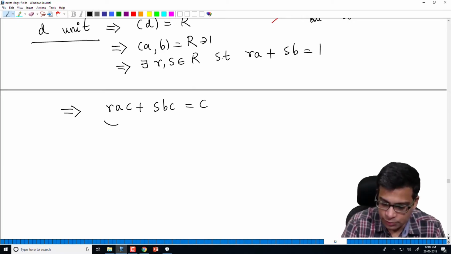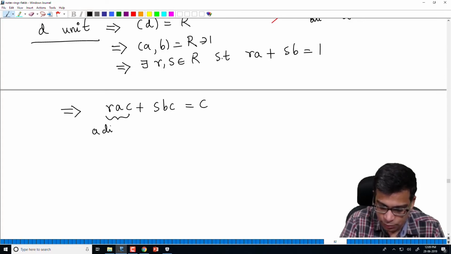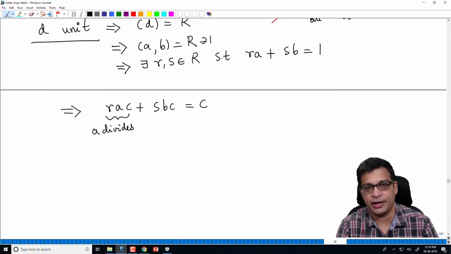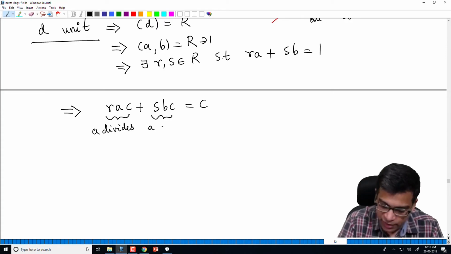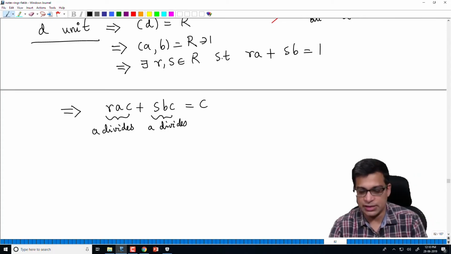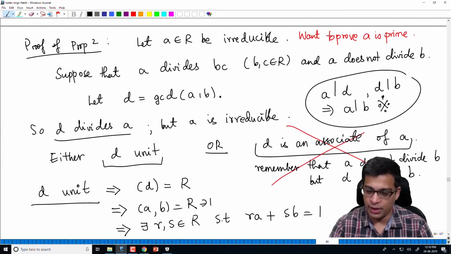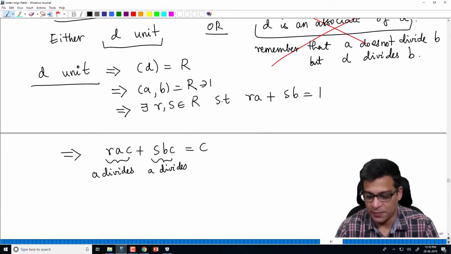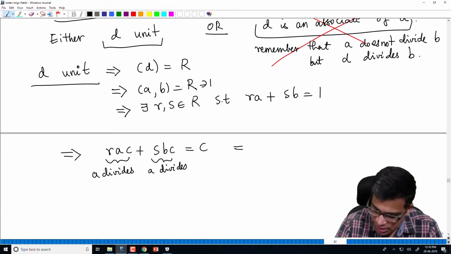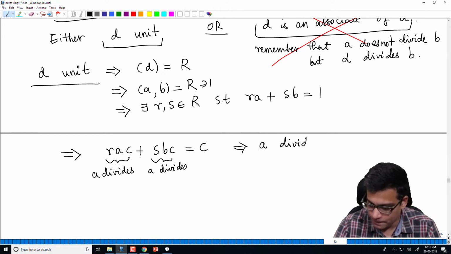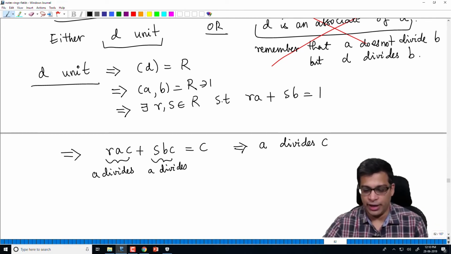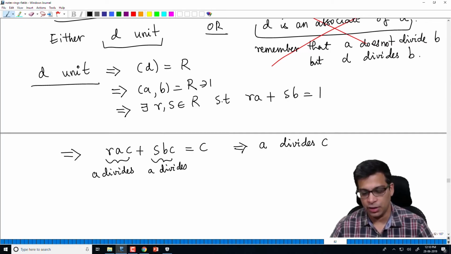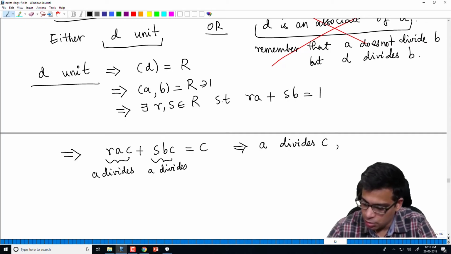But now note that this term, A divides this term by definition, right? Because it is A times rC. On the other hand, A also divides this term. Why is this? Because A divides BC by hypothesis. A divides BC, so A divides sBC. No matter what s is, A divides sBC. This means A divides C, right? Because if A divides rAC and A divides sBC, that means A divides their sum. If two elements are divisible by A, their sum is also divisible by A. So A divides C, which is what we required.